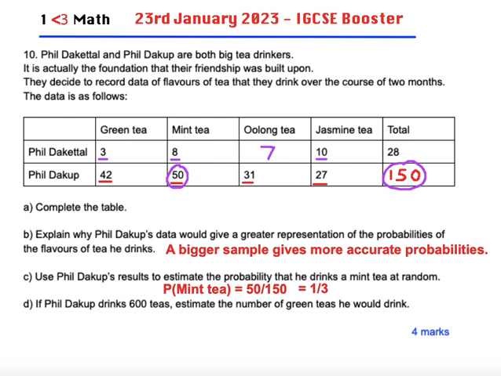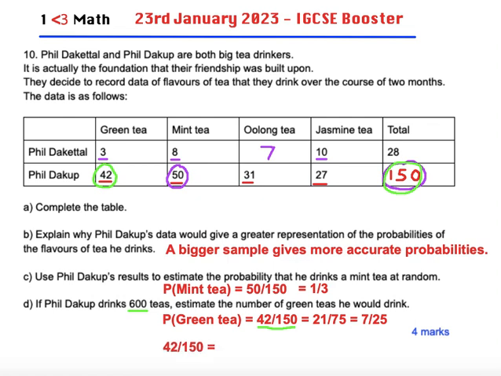For part D, Fill the Cup's drinking 600 teas now. We need to estimate the number of green teas he would drink. So now we look at the frequency of green teas. The relative frequency is 42 out of 150, so we can write that probability as 42 out of 150. Now that does simplify down to 7 over 25. However, because we've got 42 out of 150 and 600 teas, 150 is a very obvious factor of 600. So we can use the equivalence of fractions to find out how many green teas he would drink out of 600. An estimate for it.